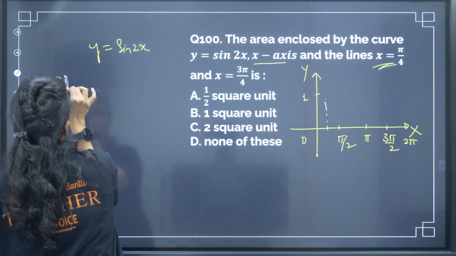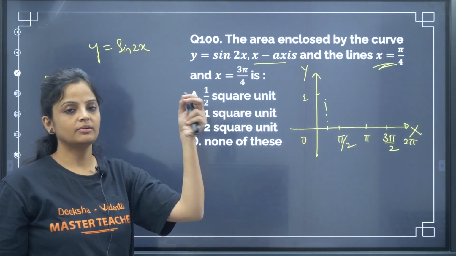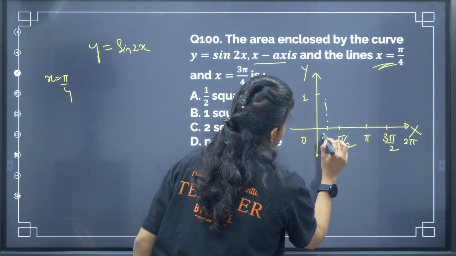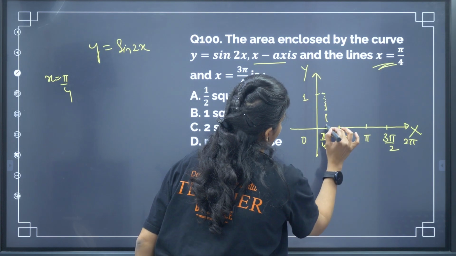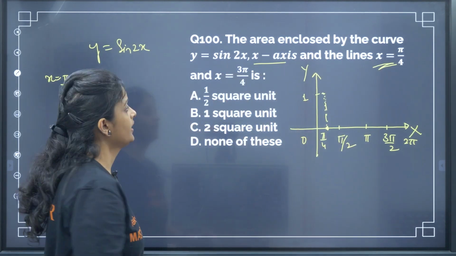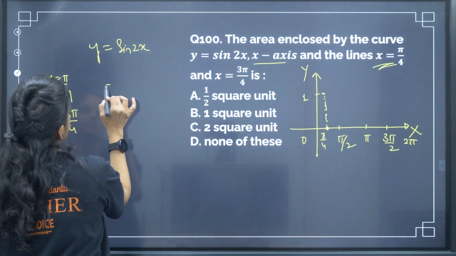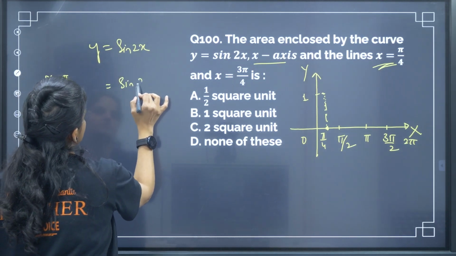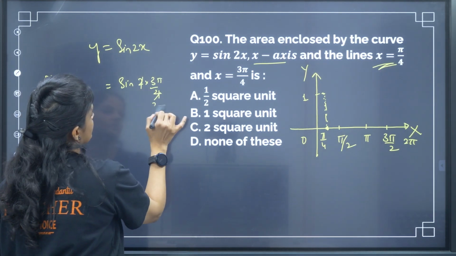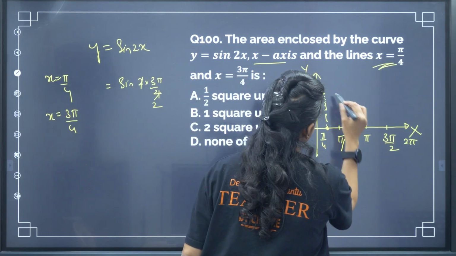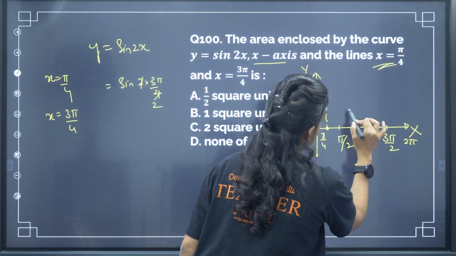If x is equal to pi by 4, 2 times pi by 4 will be pi by 2. So for pi by 4 it is taking 1. At this point it is maximum. At pi by 4 it is maximum. And if I substitute 3 pi by 4, 2 times that means 3 pi by 2, at that point it is minus 1. So 3 pi by 4 will be somewhere in between here. Suppose this point is 3 pi by 4.